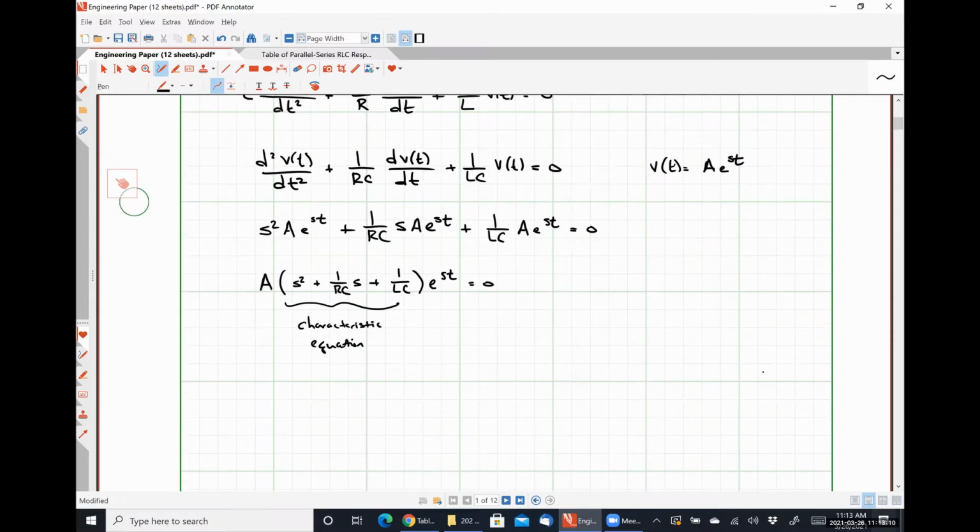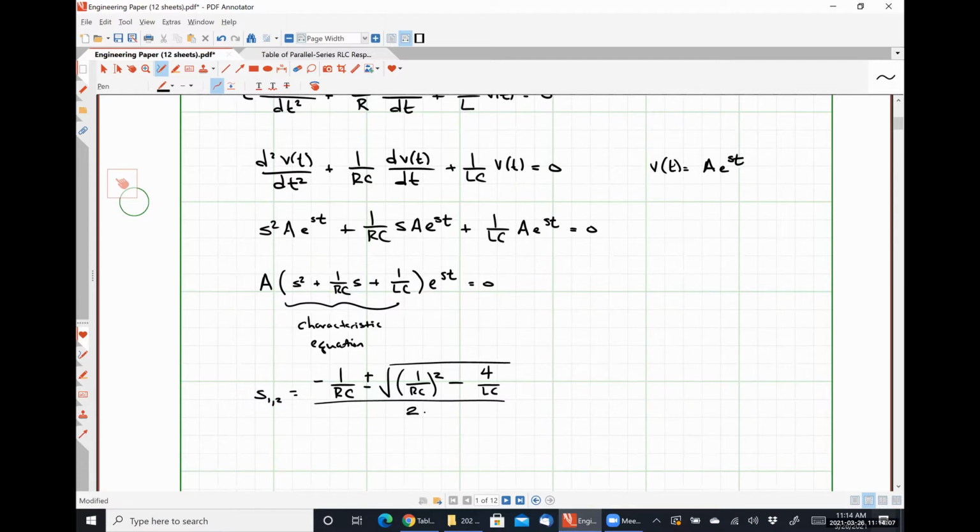So this is going to go to 0 when, let's call it s1,2, is equal to negative b, so that's negative 1 over RC, plus or minus the square root of b squared. So I'm going to do 1 over RC quantity squared minus 4 times a, which in this case is 1, so 4 times a times c, where c is 1 over LC, all divided by 2a, right?